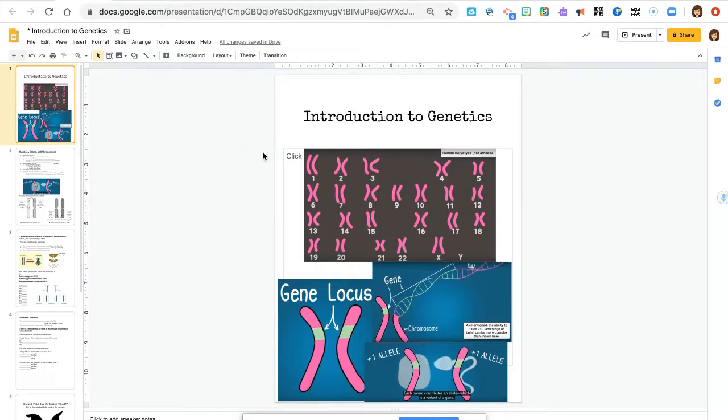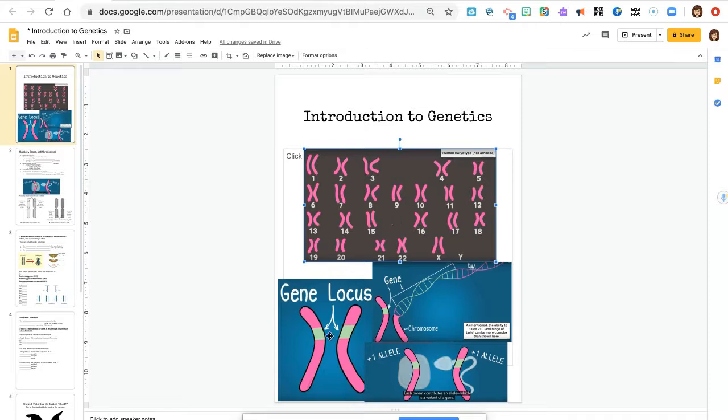The first thing I want to do is review this image right here. This is a karyotype. We did this first semester. There are 23 pairs of chromosomes in the human nuclei. You have a female here because she has two X chromosomes. A male would have a chromosome here and a chromosome here for the Y.